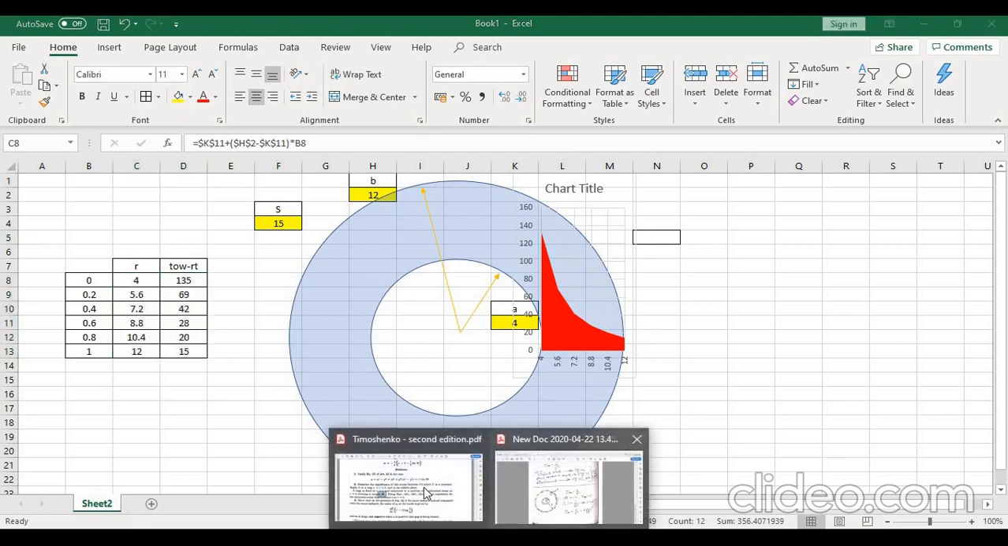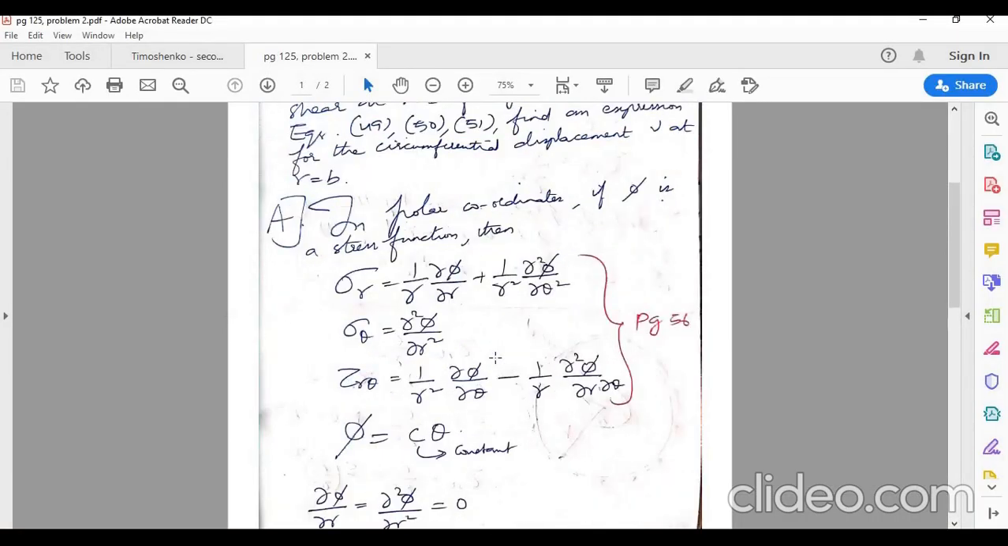So this was the problem. It's actually a simple problem. The Excel part and all was just an addition.